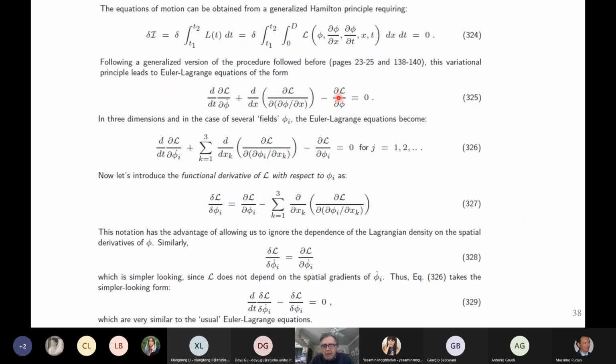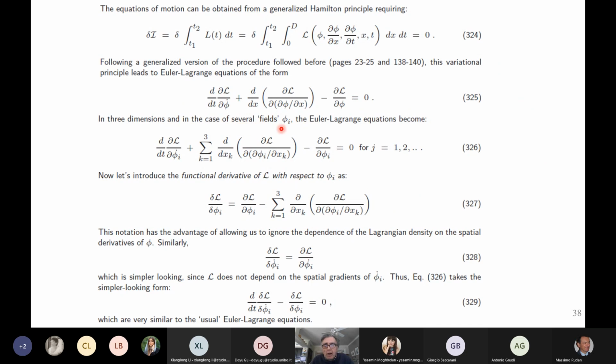This was the derivative of L with respect to Q, and this is the time derivative of the derivative of L with respect to Q dot, except that now I have, in addition to the time derivative, the spatial derivative of the spatial derivative. So it's an extra complication that I have. Actually, this entire object usually is called the functional derivative of the Lagrangian. It's described over here.